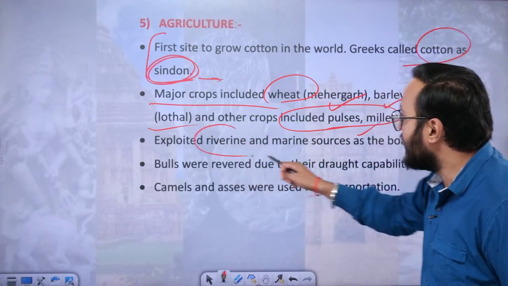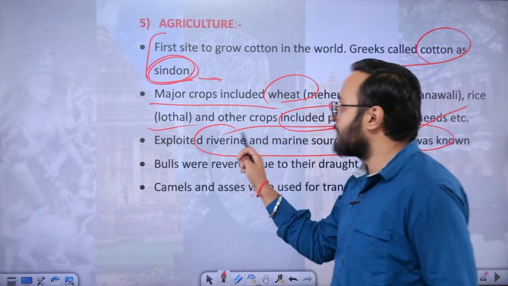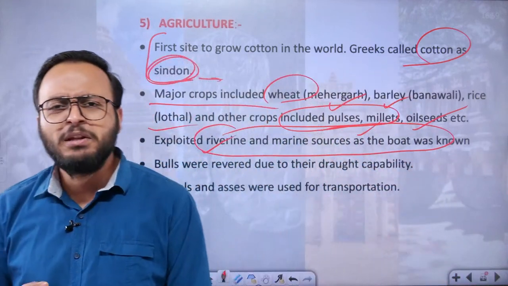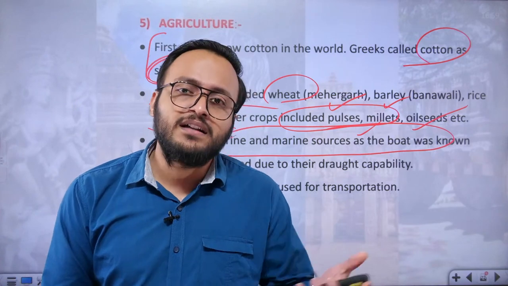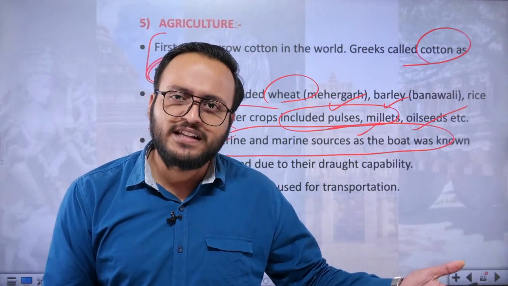And the riverine and marine resources were both exploited. Why? What is the meaning of riverine? It means resources like fish, other seeds, some vegetation, etc.